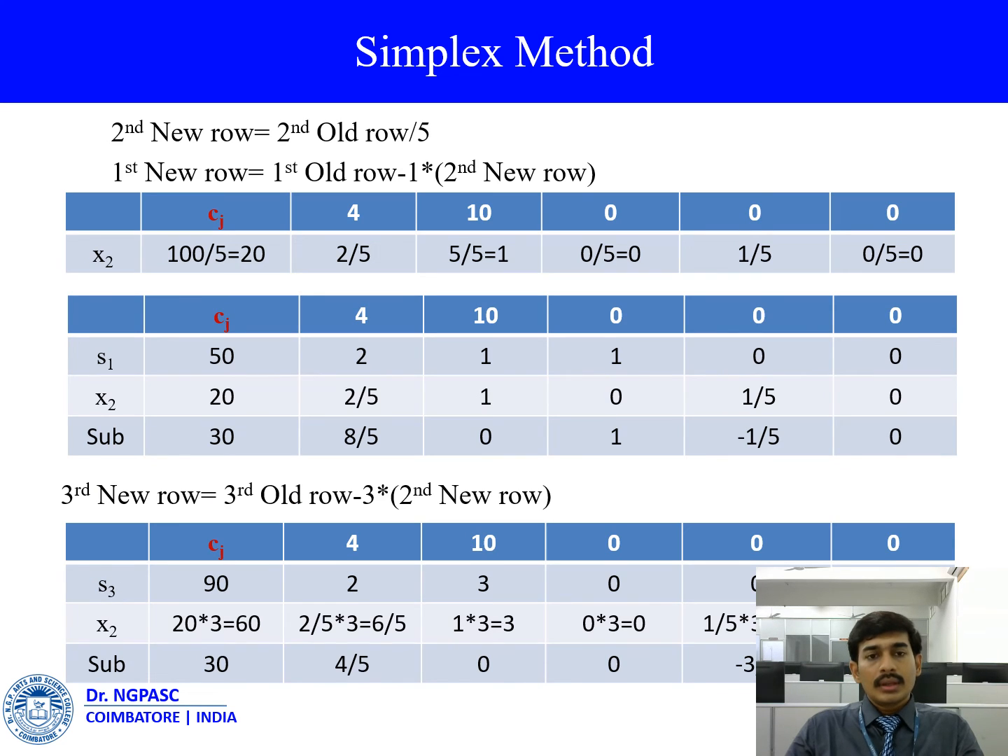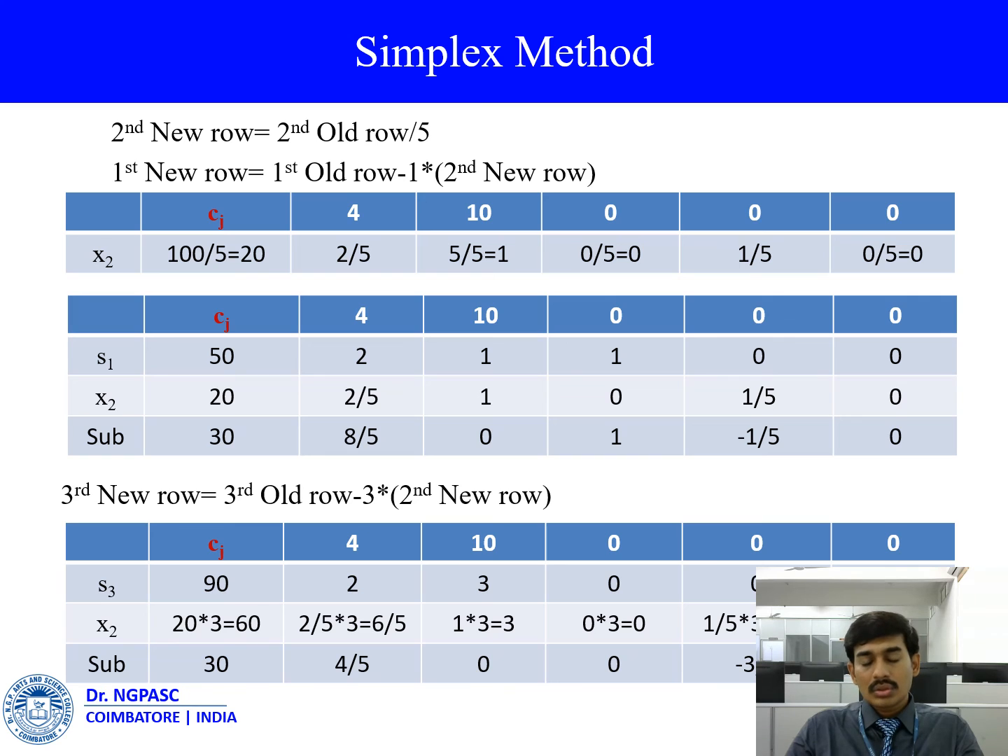Okay. Then the first two rows are calculated. The third new row is nothing but the third old row minus 3 into the second new row. The second new row is nothing but x2, so 3 into x2 into 3.